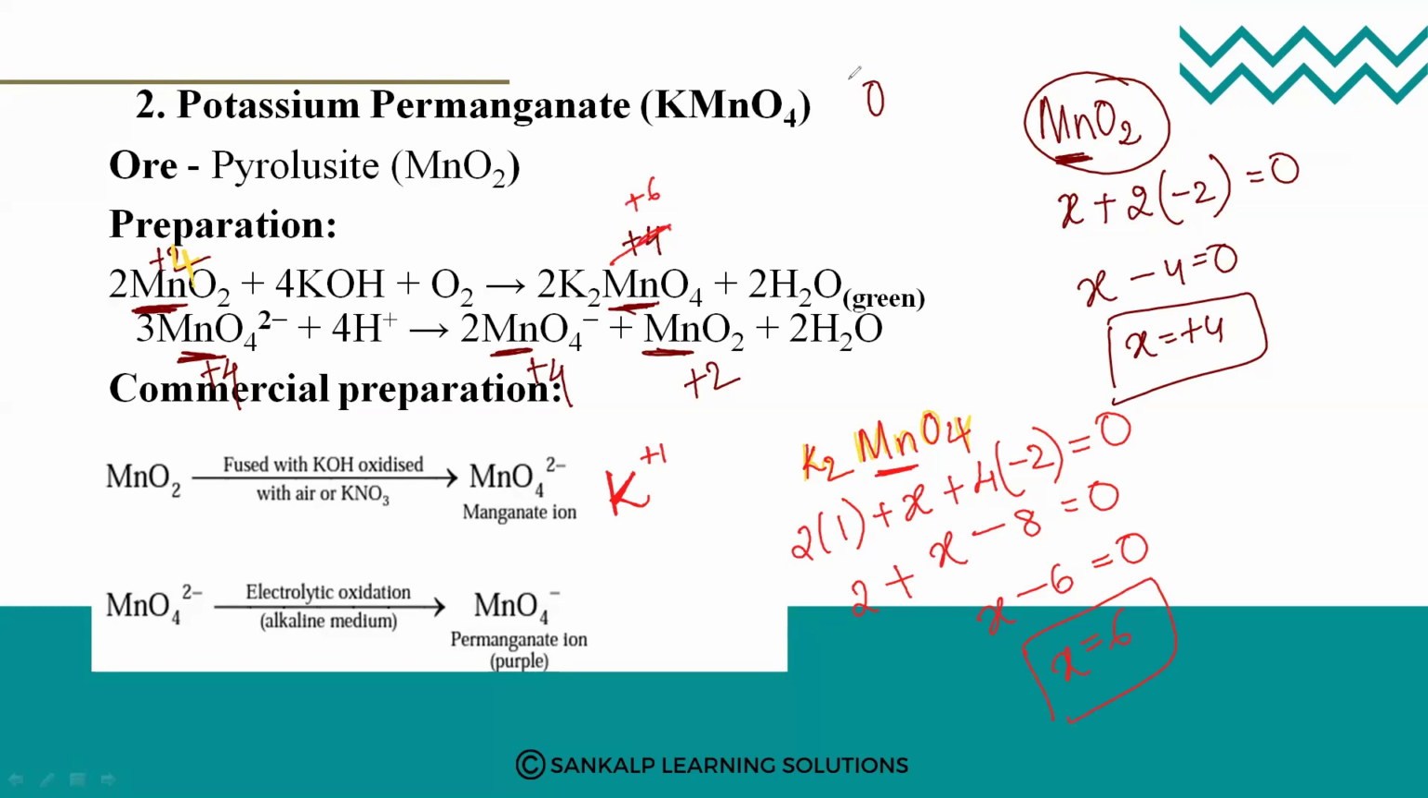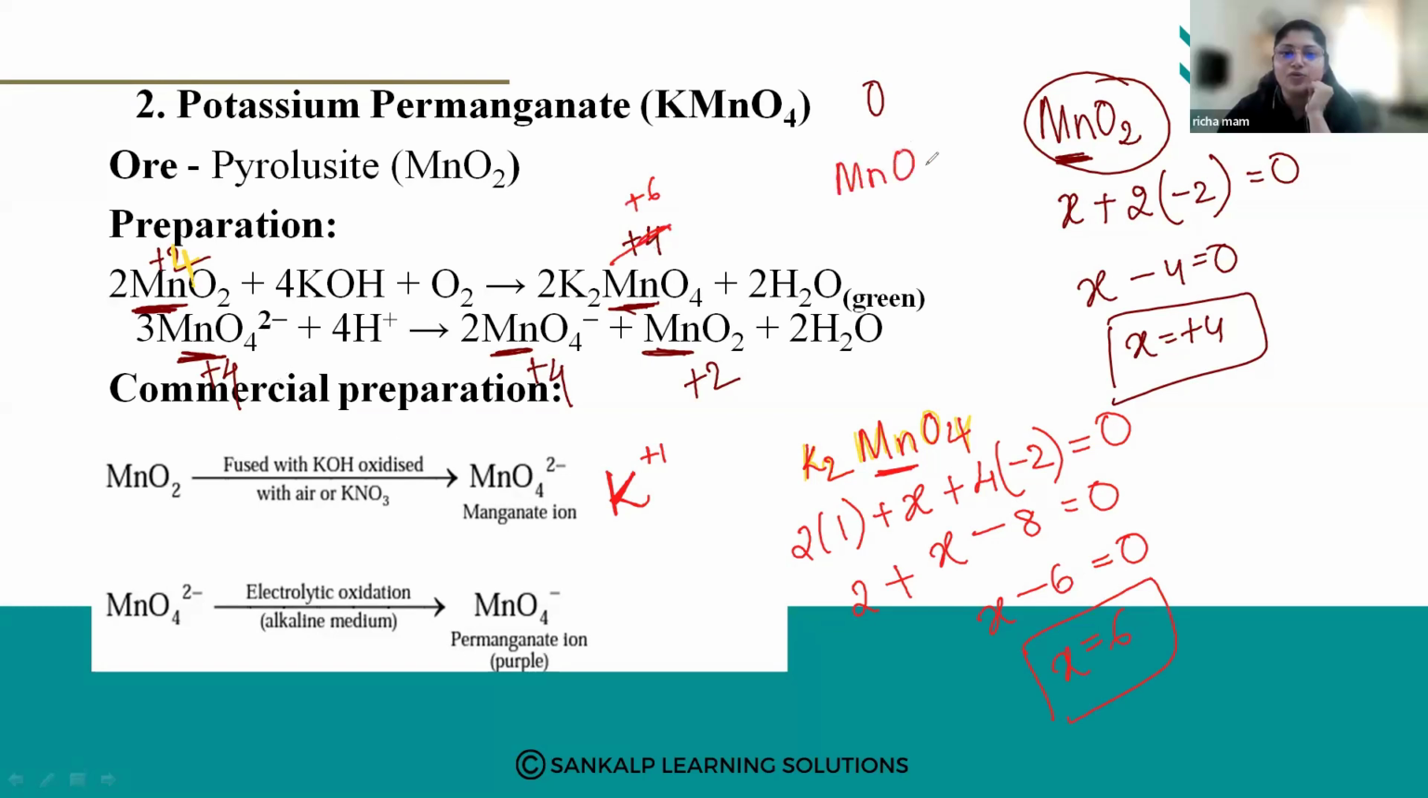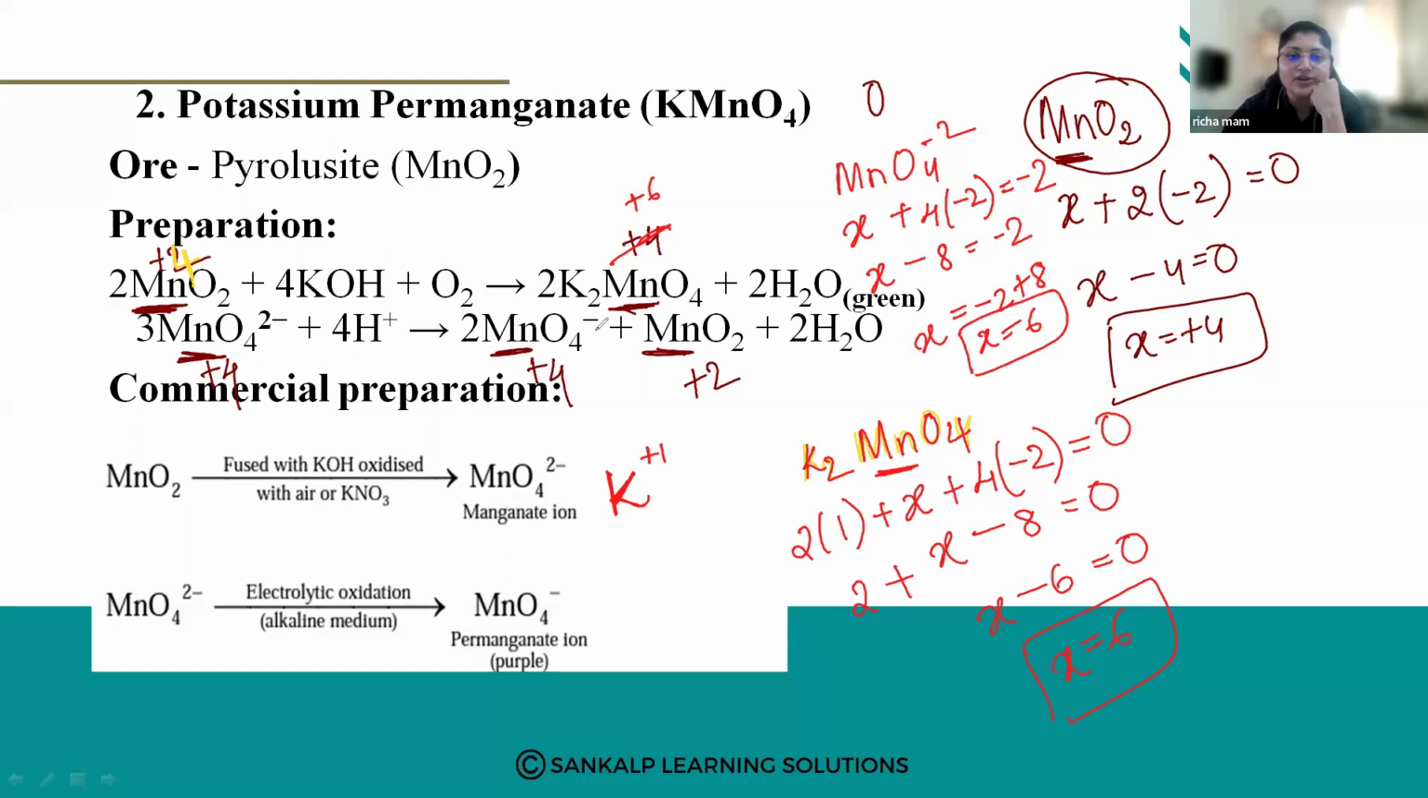Now the next one, MnO4 2 minus. Again, we are finding out for Mn. So keep it as x plus 4 into -2, because each oxygen is -2, equal to the charge on the complex, which is -2. If there is no charge above, then it will be 0, but here there is a charge, so it is -2. After solving, x - 8 = -2, so x = -2 + 8, x is equal to 6. So here it is +6.